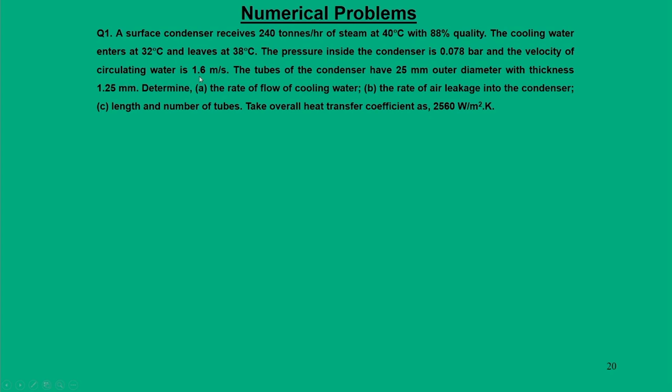Velocity of circulating water is 1.6 meter per second. The tubes of the condenser have 25 mm outer diameter and thickness 1.25 mm. We need to find out the rate of flow of cooling water, air leakage into the condenser, and length and diameter of the tubes. So, essentially we can draw the schematic of what we have shown earlier, that we have tubes in which water enters and water leaves.